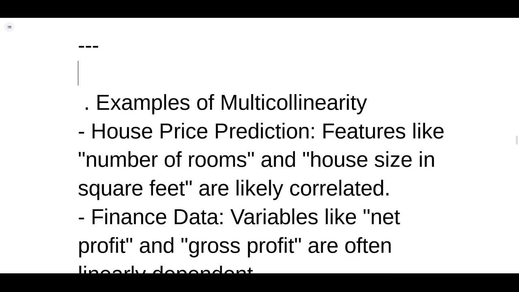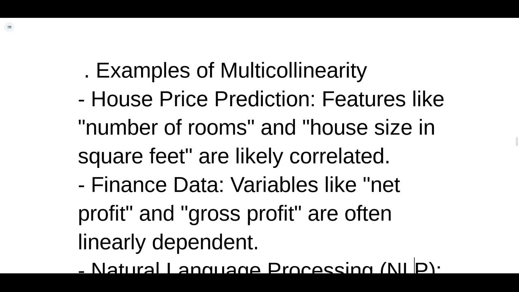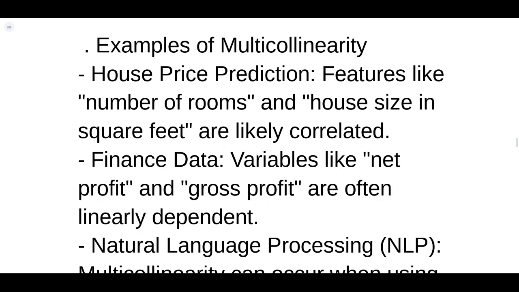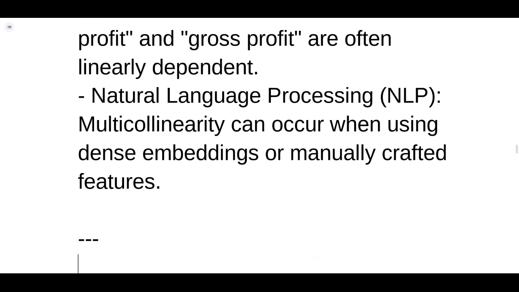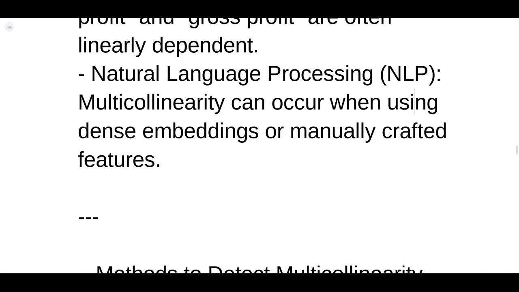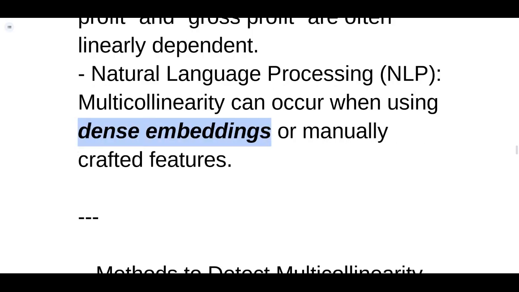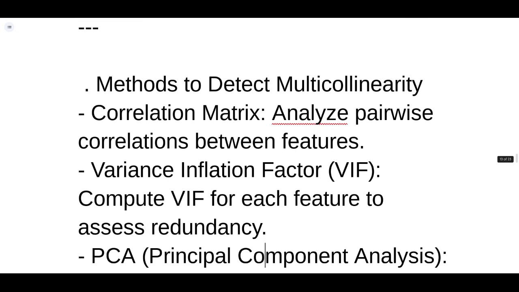Now, examples of multicollinearity. House price prediction: features like number of rooms and house size in square feet are likely correlated. Finance: variables like net profit and gross profit are often linearly dependent. In natural language processing, multicollinearity can occur when using dense embeddings or manually crafted features.